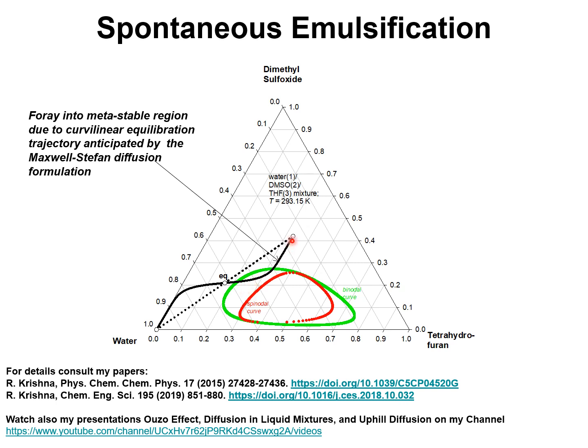Therefore, curvilinear trajectories engendered by diffusional coupling effects may exhibit forays into metastable regions, leading to emulsion forming. The need for the Maxwell-Stefan diffusion formulation is discussed in detail in my papers here. See also my presentations on diffusion in liquid mixtures and uphill diffusion on my YouTube channel. These describe the use of the Maxwell-Stefan diffusion formulations to model equilibration trajectories in liquid mixtures.